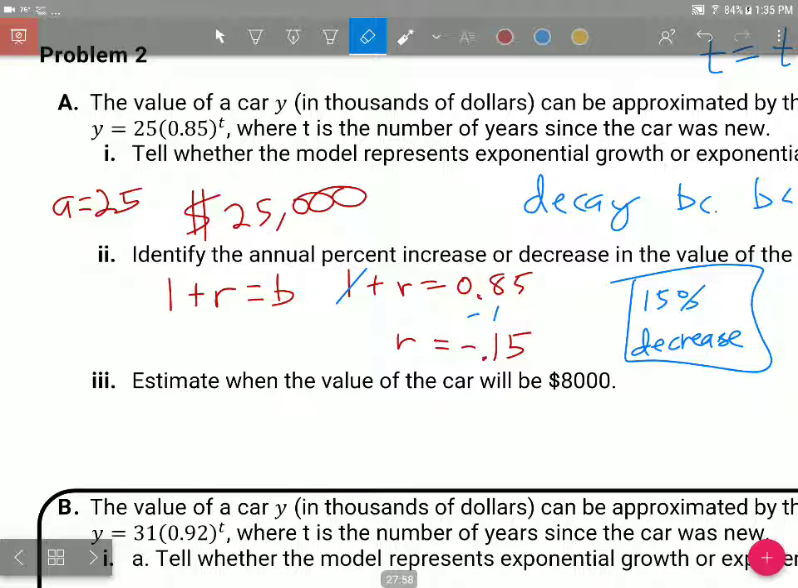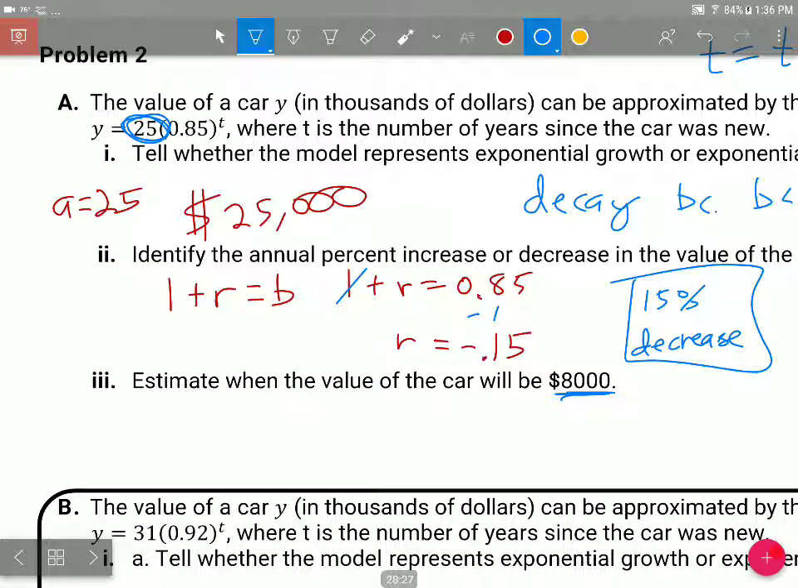All right, last but not least, it says estimate when the value of the car will be $8,000. So if y is the value of your car, and we're looking for when it's $8,000, what are you going to plug in for y? We said this was 25,000, right? So what are we going to plug in for y? 8.